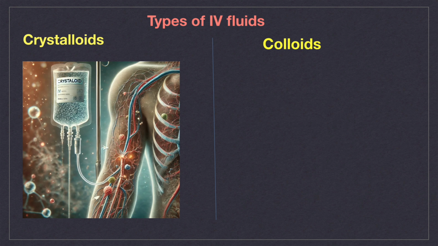Since they are small molecules, crystalloids can pass freely between blood vessels and the cells. They help in quick rehydration and distribution of essential nutrients. Compared to colloids, crystalloids are more affordable, widely available, and have a lower risk of allergic reactions.